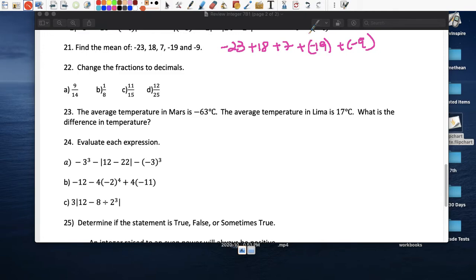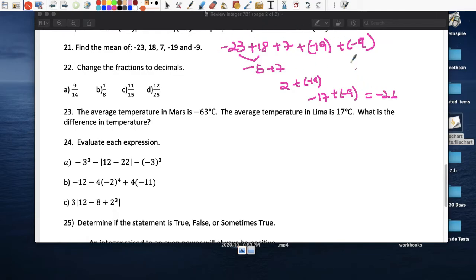So negative 23, actually not. Negative 23 plus 8 is negative 5. Plus 7 is going to be positive 2. 2 plus negative 19 is negative 17. And negative 17 plus that negative 9 in the corner is negative 26.